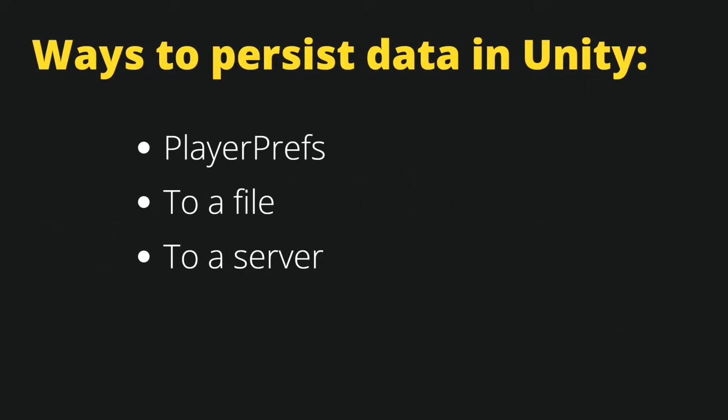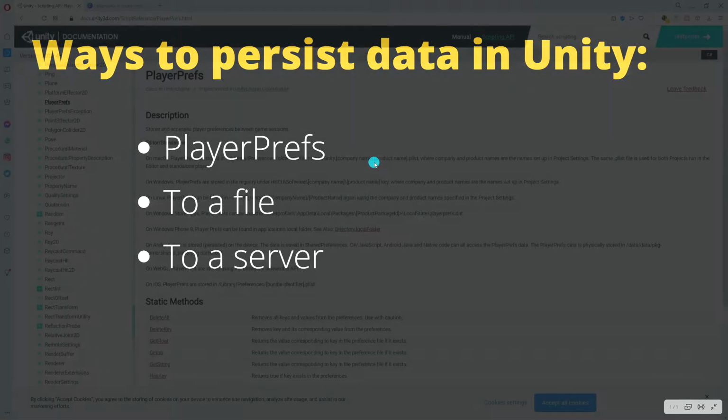Let's now explore different solutions to save our data. Unity provides for us PlayerPrefs, which is an inbuilt solution to save data inside Unity. We can save data to a file, or we can send it to a server. While we can use PlayerPrefs anywhere in our project, saving to a file or to a server will require us to create a custom class that will do this job for us.